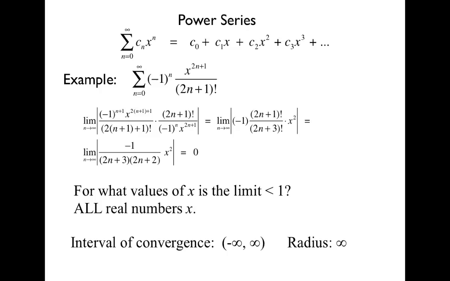Does that make sense? So no matter what x is, that limit is 0. Therefore, no matter what x is, that limit is always less than 1. And so no matter what x is, it converges. So we say the interval is all values from negative infinity to infinity, and the radius is infinitely large. Can you also say that it's similar to absolute convergence? Oh, for sure, because the ratio test is a test for absolute convergence. So definitely.